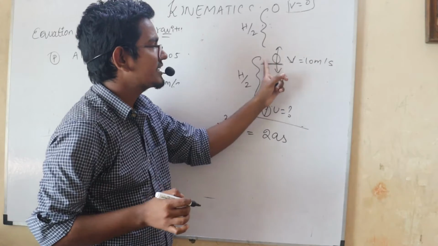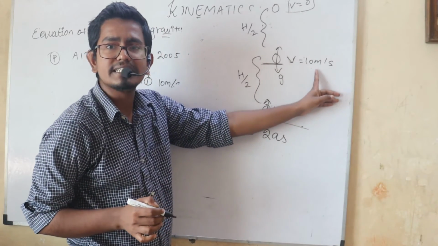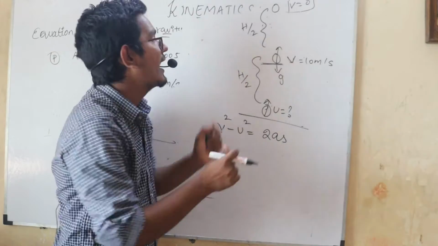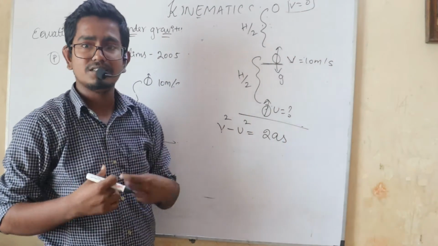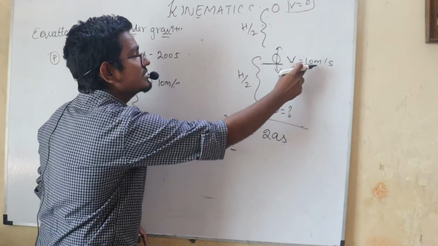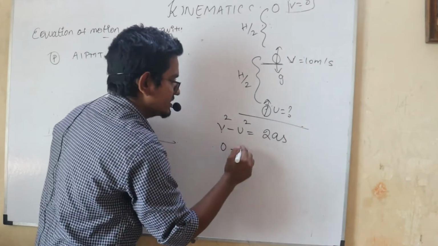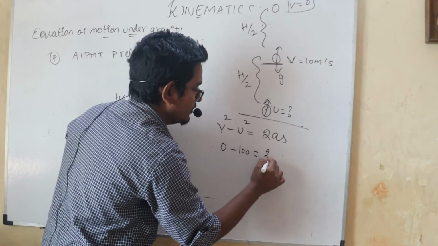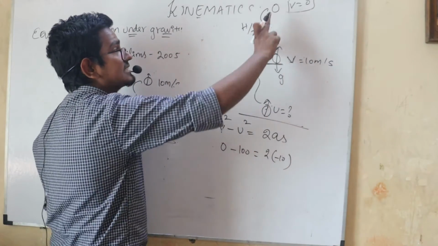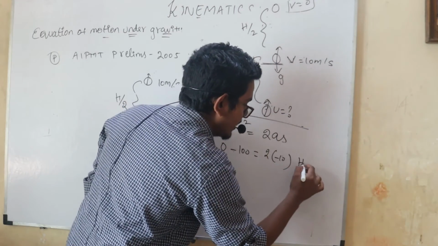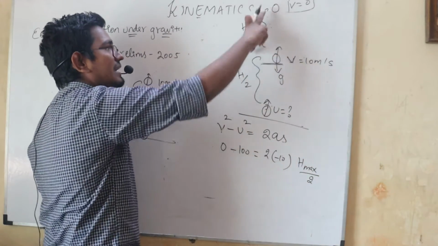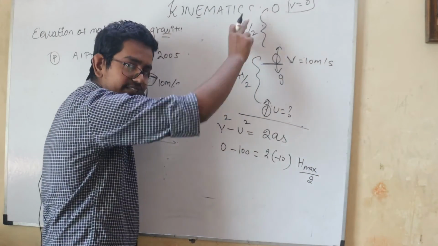So I am projecting this body with a velocity of 10 meter per second, and it is going to be 0 at my topmost point, and my height is given as h by 2. I am considering it like this. So v square is 0, u square is 100. You can see here, 0 minus 100 is equal to 2 into minus g, which is in the downward direction, minus 10, and my s is h by 2, that is, h max upon 2. It is the maximum height, and it is half the height, right?